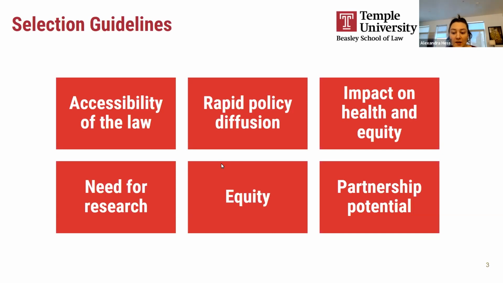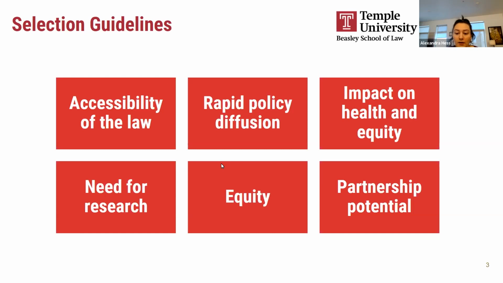The first is accessibility of the law. Is the law or policy available in written form that can be easily obtained for the jurisdictions that you're interested in researching? So if you're thinking about local level policies, like school district policies, are those actually obtainable? And how would you be able to identify and capture those laws?